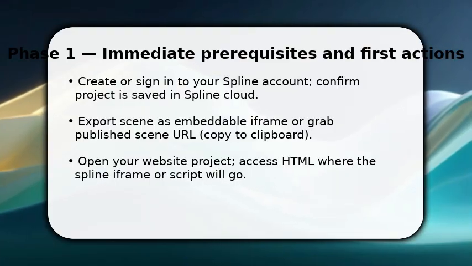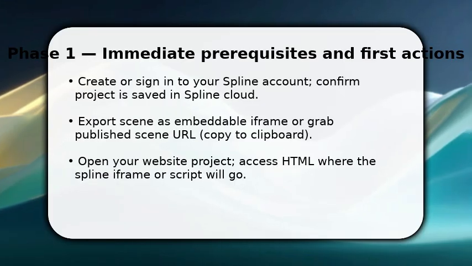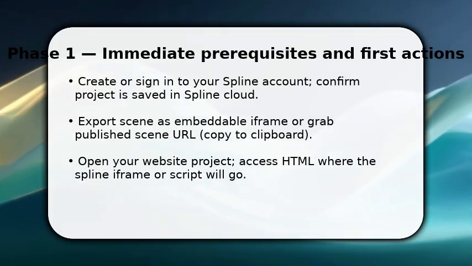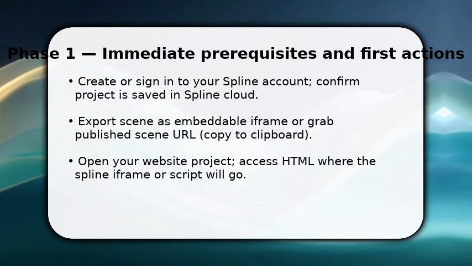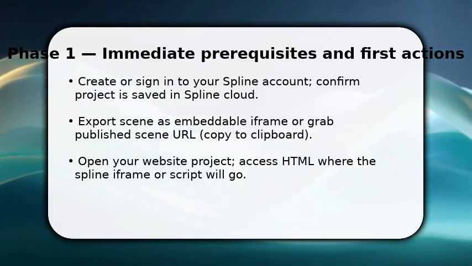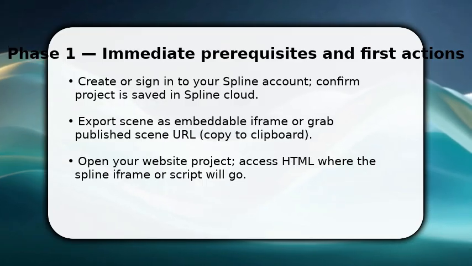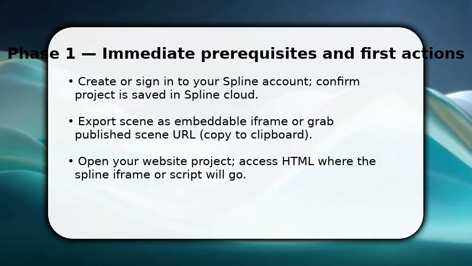You already have the Spline scene ready. Now upload and place it. First, sign into Spline and publish the scene so it gets an iframe URL. Once published, copy that URL to your clipboard and open the website page's HTML where you want the 3D view.